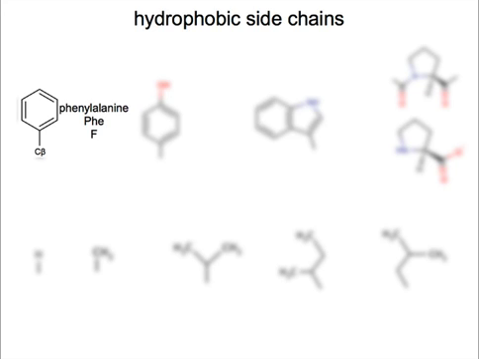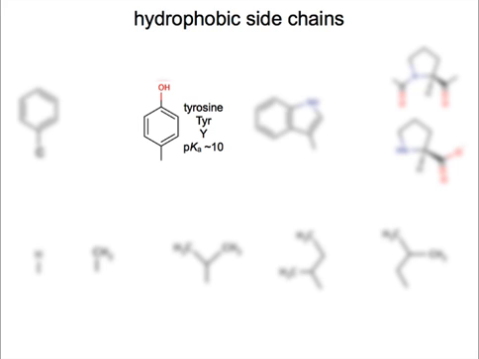If we consider phenylalanine first, we simply see a benzene functional group attached to the backbone of the polypeptide through the beta carbon. We note that there's a three-letter code, PHE, for phenylalanine, and its single letter code, F.